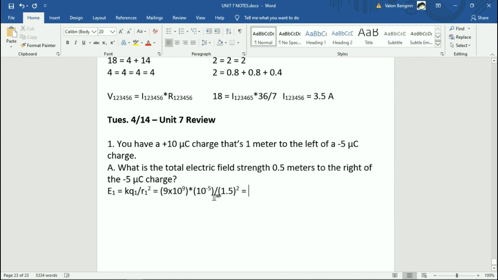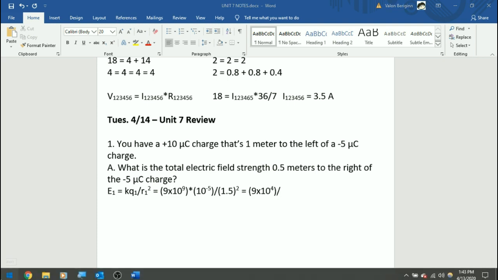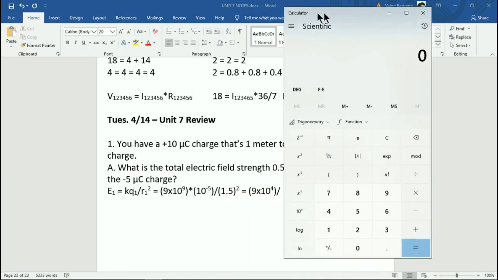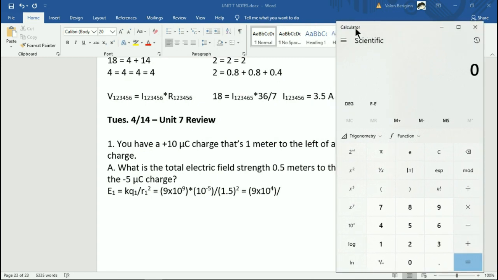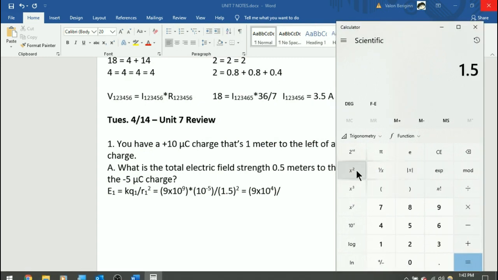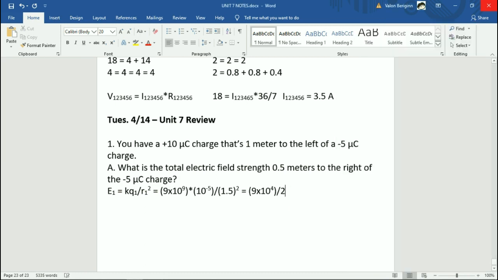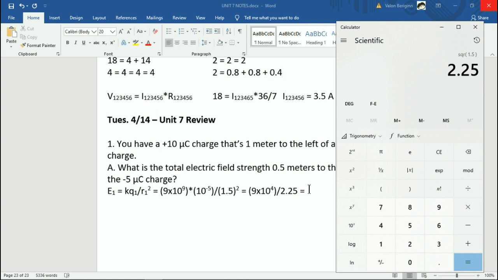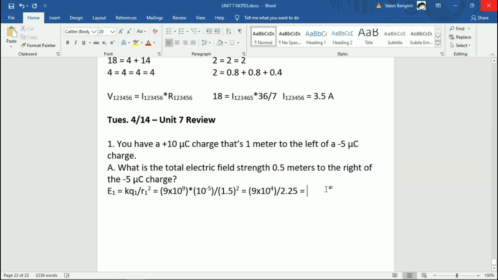So what does this end up equaling? 9 times 10 to the 9 times 10 to the minus 5 is going to be 9 times 10 to the 4, divided by 1.5 squared. 1.5 squared should just be 2.25, right? Yeah, 2.25. So 90,000 divided by 2.25 gives you 40,000.